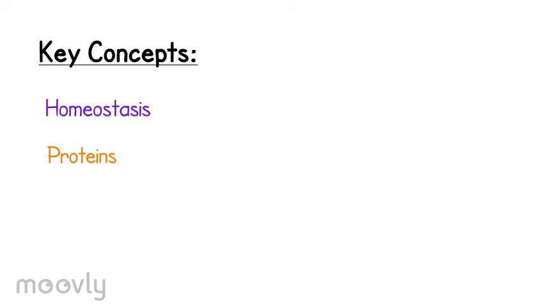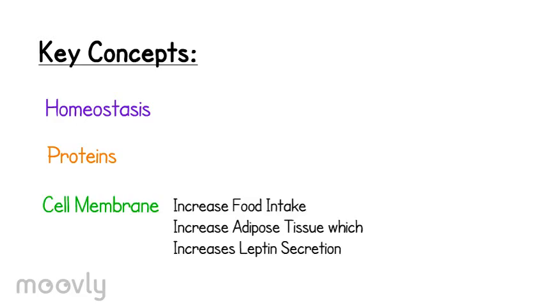For proteins, leptin is a protein hormone that provides signals to the brain to inhibit neuropeptide Y, which is the most potent appetite stimulant. But for a reason unknown, in obese individuals, there is a resistance to leptin's actions. For cell membranes, due to the increase of food intake and increase in adipose tissue, there is an increase in leptin secretion, therefore increasing the stimulation of fat storage.